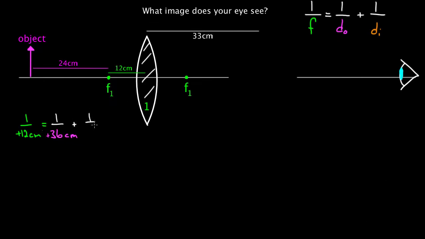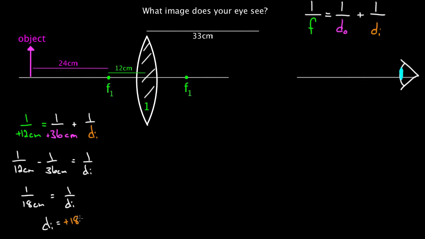Plus 1 over the image distance. I'll just label that with a DI. All right, so now we just have to solve. If you solve this, you're going to get 1 over 12 centimeters minus 1 over 36 centimeters equals 1 over DI. What you're going to end up getting is 1 over 18 centimeters on the left-hand side equals 1 over DI. If you solve that for DI, you'll get that DI equals positive 18 centimeters.